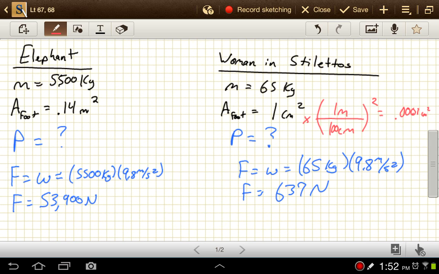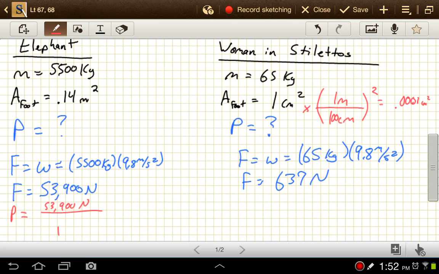So pressure for the elephant is going to be 53,900 newtons divided by 0.14 meters squared. And that's going to be 53,900 divided by 0.14. We get 385,000 pascals, or newtons per square meter.